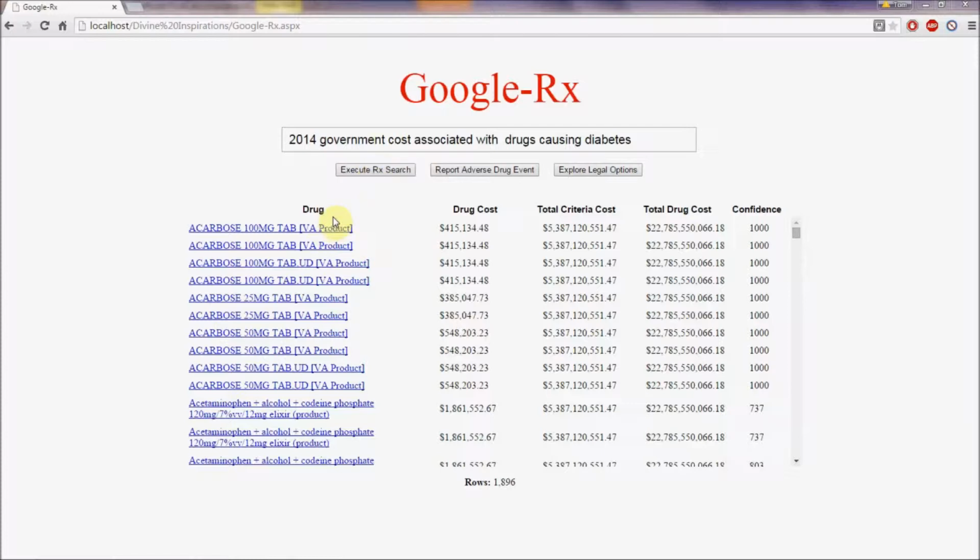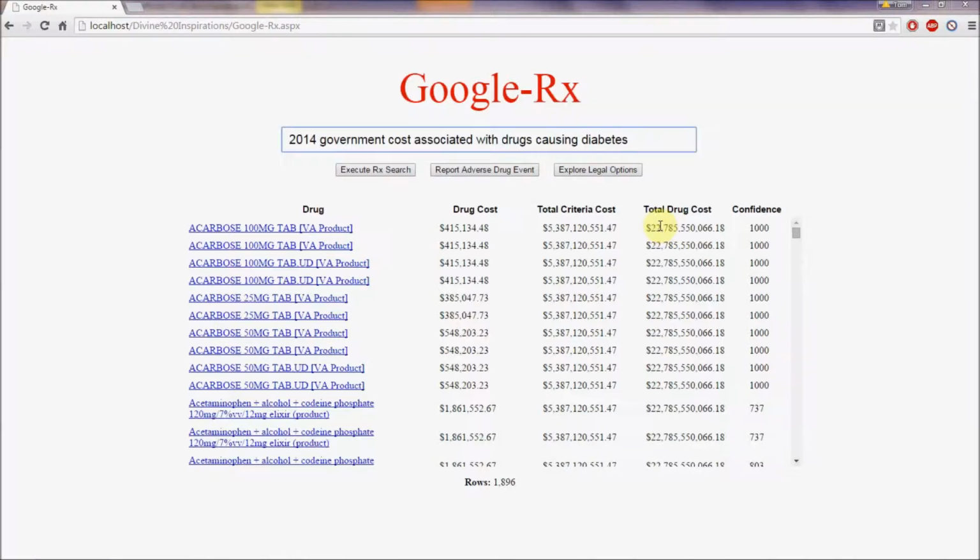The output shows a column of drug names. We also see a column with a header labeled drug cost. This represents the number of dollars spent last year by the government on each corresponding drug. We also see a column labeled total criteria cost. In this case, the criteria are drugs causing diabetes. So the total amount spent was over $5 billion. We also see a column labeled total drug cost. This represents the total number of dollars spent by the government across all drugs last year.